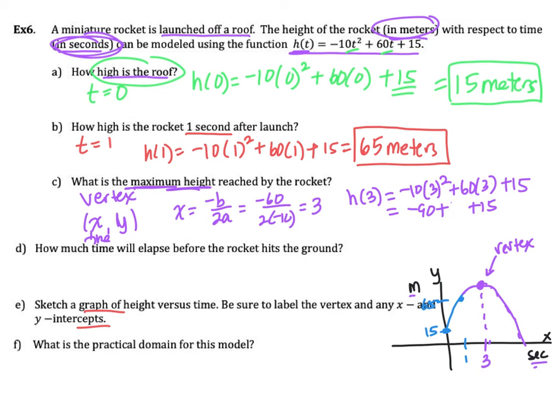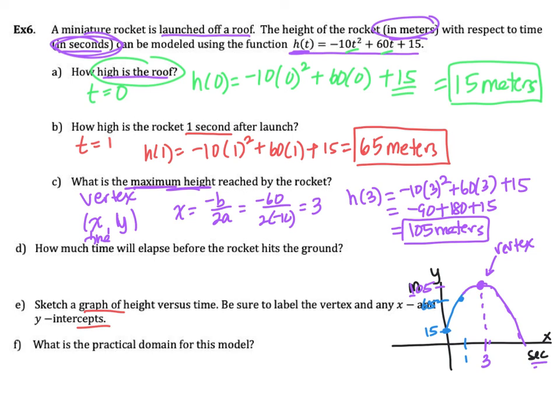So 3 squared is 9. 9 times negative 10 is negative 90. 60 times 3 is 180. 180 minus 90 is 90. 90 plus 15 is 105. So how high does it actually go? It actually goes up to 105 meters. Great.